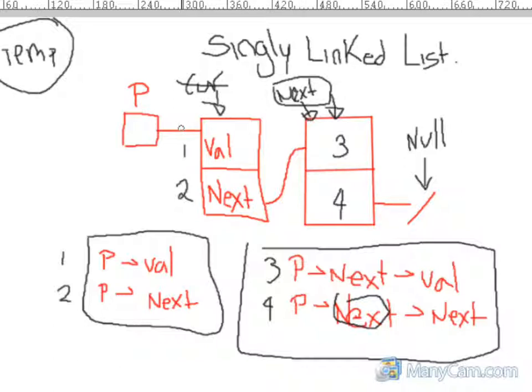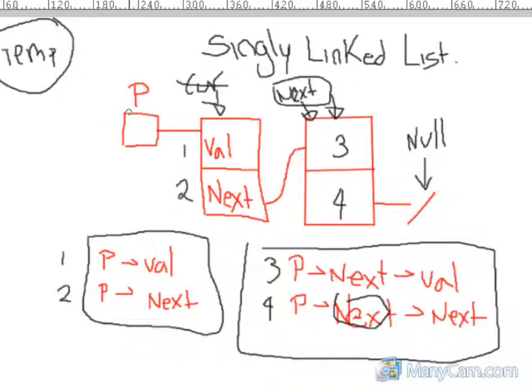Usually in our linked lists, we have two pointers. One to indicate the start of the list and one to indicate the end of the list. We usually call them head and tail.